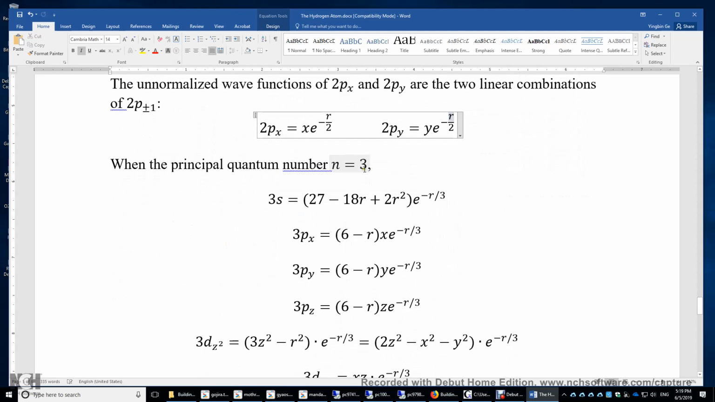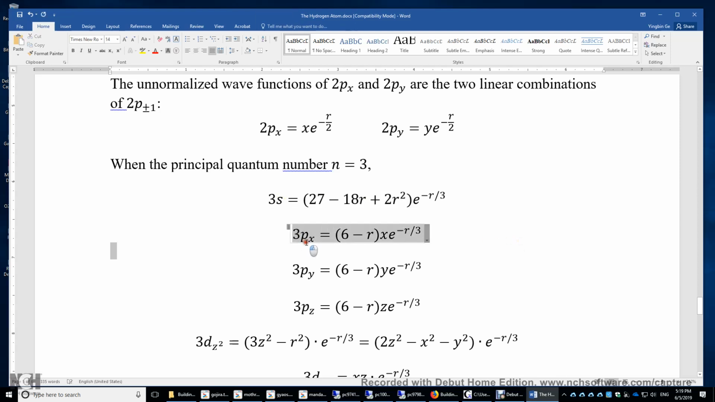When n equals 3, it's a bit more complicated. First, the 3s orbital. It's a quadratic function of r times e to the power of negative r over 3. If you look at this part, there are two possible roots of this quadratic equation if we set it to be 0. Therefore, there are two nodal surfaces in this 3s orbital, both spherical.